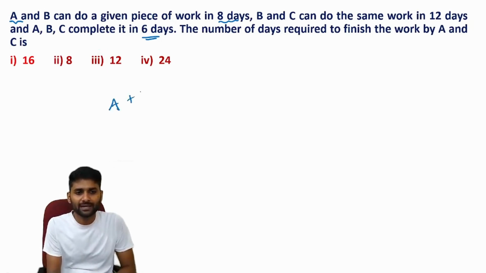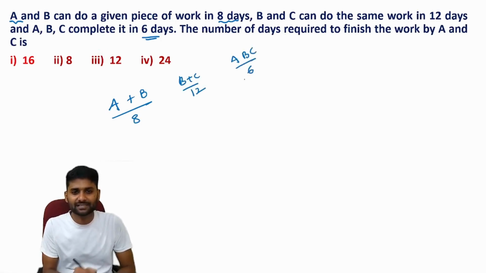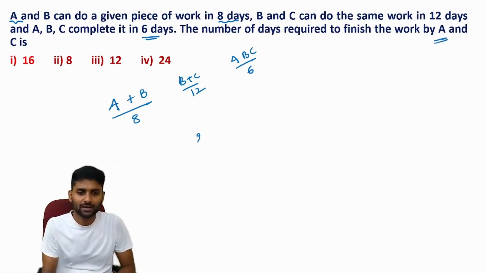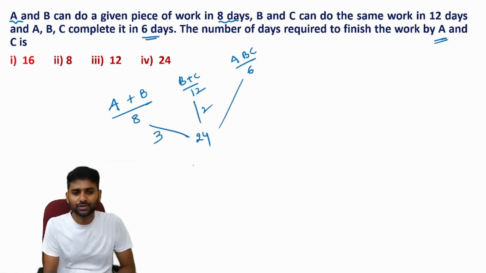Now see, A and B can complete the work in 8 days. B and C take 12 days. And A, B, C completed in 6 days. That is the information. Now here the question, A takes how much of time to complete the whole work. Now see. Total work 24 units. AB efficiency 3 units. BC efficiency is 2 units. ABC efficiency is 4 units.